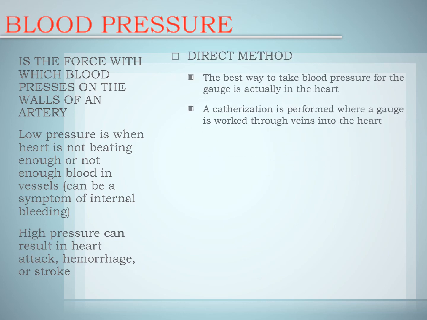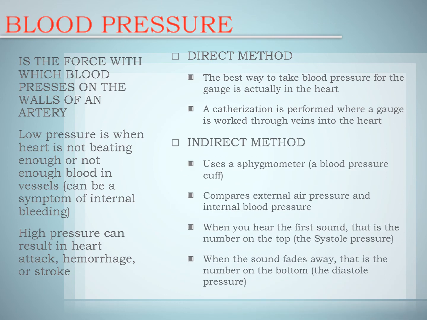But like I mentioned, we do have the direct method, which is a lot of times they'll put a catheter in. Sometimes they'll go in through like the femoral artery and kind of weave it up into the aorta, into the left ventricle. But this is a surgical procedure. Most of us have all had blood pressure cuffs. And blood pressure cuffs are what we call sphygmomanometers, and it's what we call the indirect method.